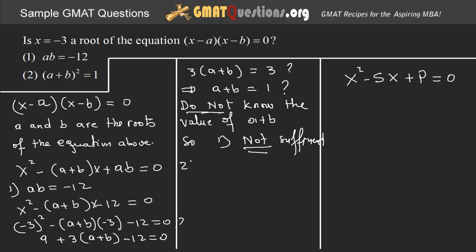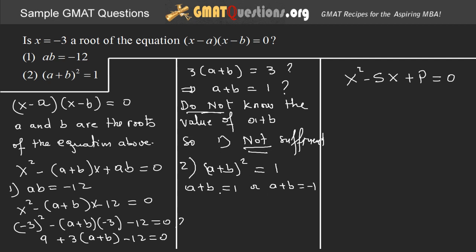Number 2, (a + b) squared is equal to 1. This means that a plus b is equal to 1, or a plus b is equal to negative 1. In this case, it's also going to be impossible to find out whether x equal negative 3 is a root, because we're not given the product. We're given the sum here, but we don't even know if it's 1 or negative 1, and the product is not given.